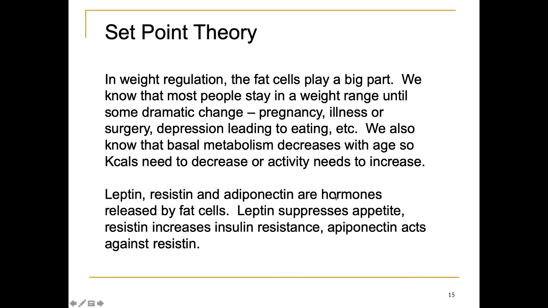Now, there are hormones that are involved in this process. Leptin, resistin, and adiponectin are all released by fat cells. Leptin is responsible for suppressing your appetite. Resistin increases insulin resistance, and adiponectin acts against resistance. So there's obviously going to be a balance of these in your blood. As you lose fat, it typically releases adiponectin to cause your cells to respond to insulin more so that you can get energy.